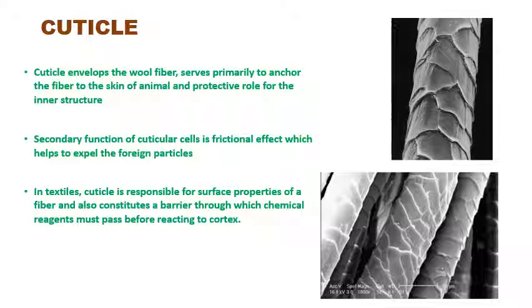In textiles, the cuticle is responsible for the surface properties of a fiber and also constitutes a barrier through which chemical reagents must pass before reaching the cortex. So from the fiber we are going to make textiles and other clothing. In that case, for weaving and spinning and for dyeing, it has an important role.